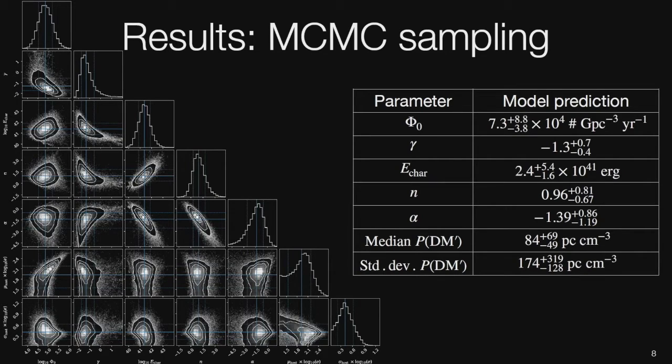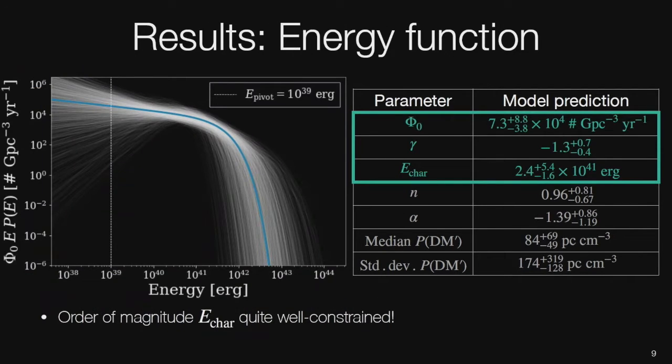It's a lot, so these are the corner plots, and then this is a table with the best fit results. When I say best fit results, I'm quoting the median of the posterior distributions with 68% uncertainties. This is a lot to take in, so I'll go step by step and break it into chunks, focusing first on the energy function part.